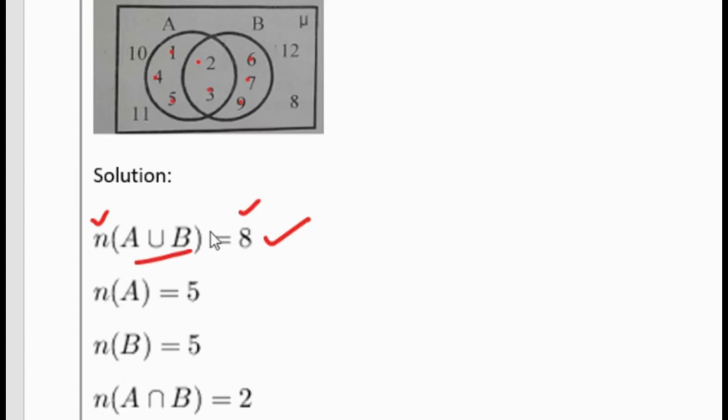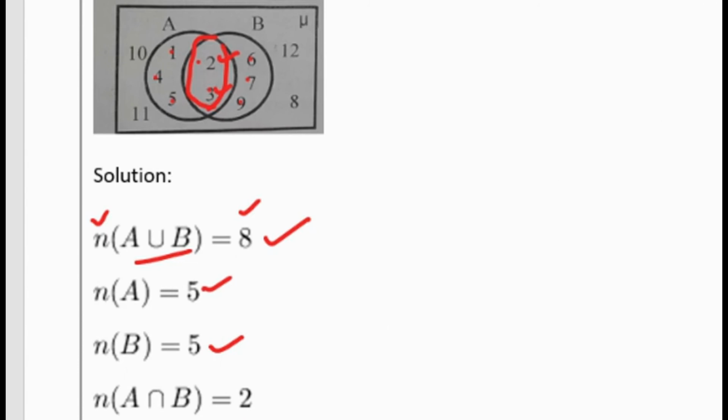Number of elements in A union B is 8. And n of A, meaning the number of elements in A, is 5: 1, 2, 3, 4, 5. So there are 5 elements in A and there are 5 elements in B. N of A intersection B is 2, because this is the common area of A and B. So this area is called n of A intersection B. So how many elements are there in A intersection B, students? 2.